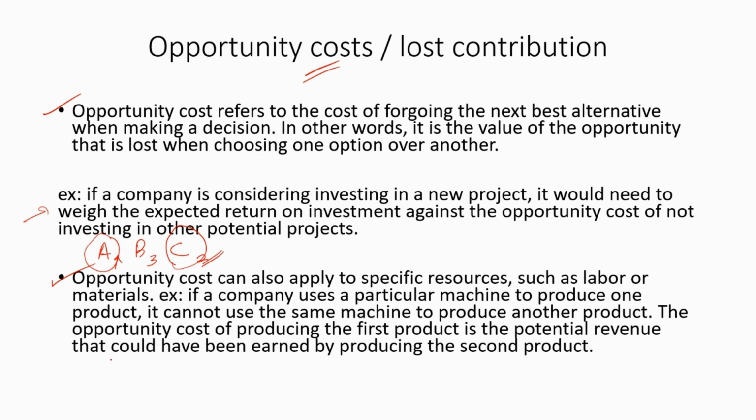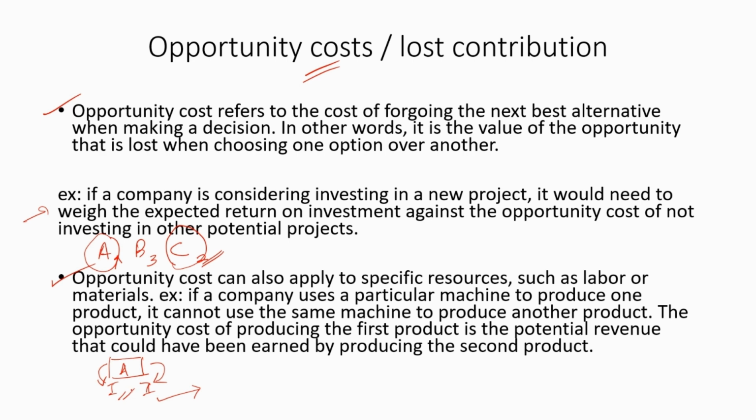Let's say there is a machine A in a company. This machine can be used to produce two products. Let's say product 1, product 2. If the machine is used to produce product 1, the machine cannot be used to produce product 2. Because of that, the revenue from product 2 will be lost. This is the lost contribution. Because we selected product 1, we have lost the contribution of product 2.